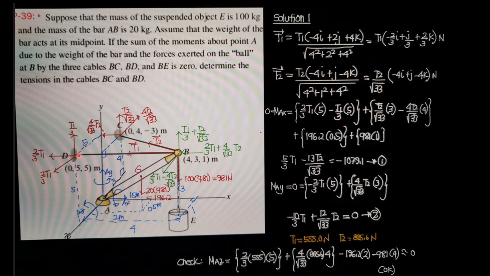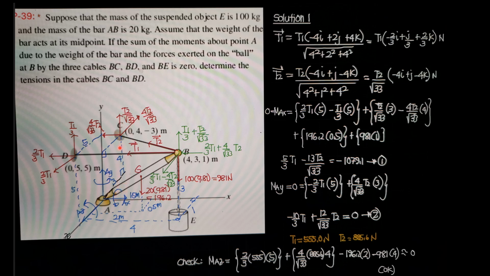Then the other component is T1 over 3, but its moment is negative. Imagine this is T1 over 3 going up, but this is the positive sense. Its moment about the x-axis is opposite to that positive sense, so that's why it is negative T1/3. The moment arm is this distance here, which is equal to 5. So that's for the components here, moment about Ax. For these components, this is parallel, so none. This is positive. Moment of T2 over the square root of 33 is positive.